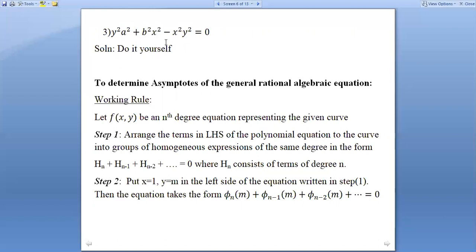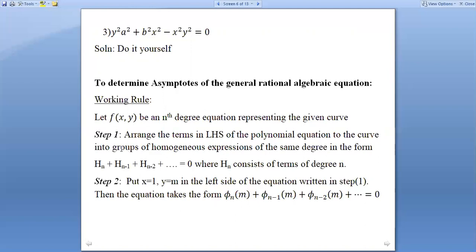Do it yourself. Now, this is the rule only if you have to find the equation of the asymptotes parallel to the x-axis or y-axis. So in general, if you have to find the oblique asymptotes, then you have to follow this rule. So you have the equation of the curve to be an nth degree equation representing the given curve.